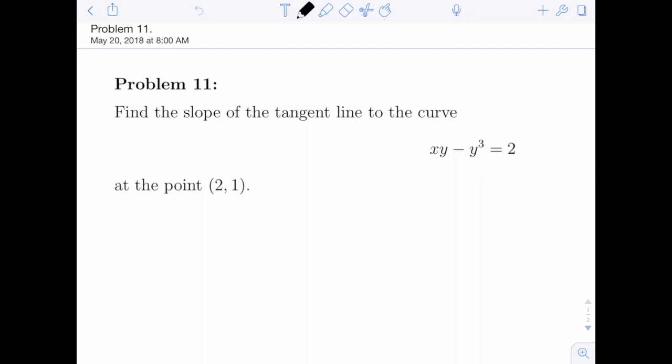Problem 11, last one. Find the slope of the tangent line to the curve xy minus y cubed equals 2 at the point 2, 1. There's a tiny little mistake in this problem. It's actually not going to affect your answer whatsoever, but the point that I gave you does not lie on this curve. So just for the sake of correcting this, I'm going to get rid of this 2, and I'm going to replace it with a 1.